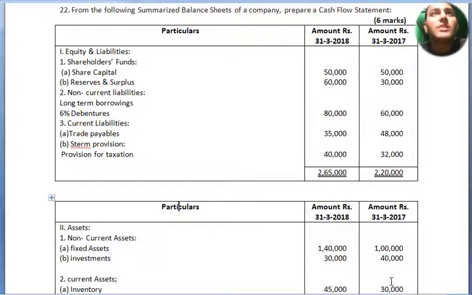Now here also equity and liabilities, under it shareholders fund. Under shareholders fund, share capital 50,000, reserves and surplus 60,000, 30,000. Non-current liabilities, under it long-term borrowings, which is 6% debentures 80,000, 60,000. Current liabilities, under it trade payables 35,000, 48,000. Short-term provision for taxation 40,000, 32,000.